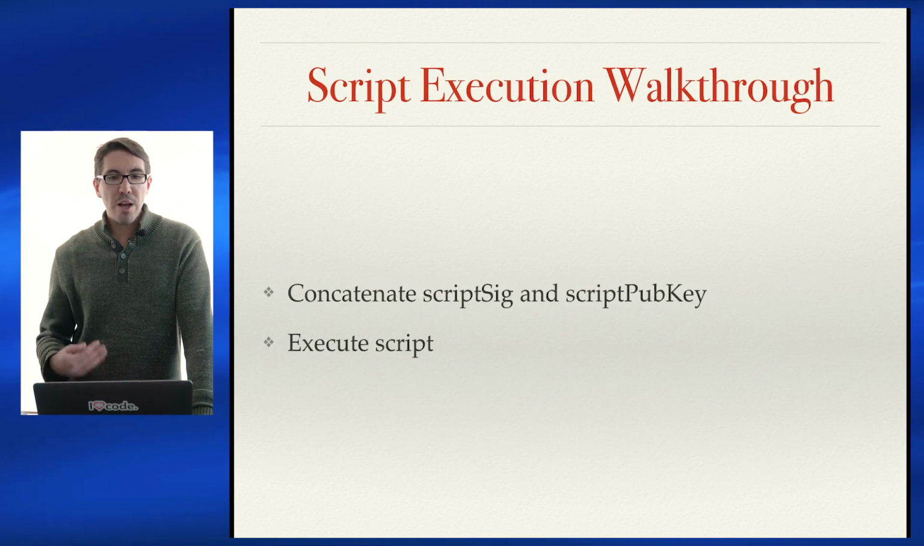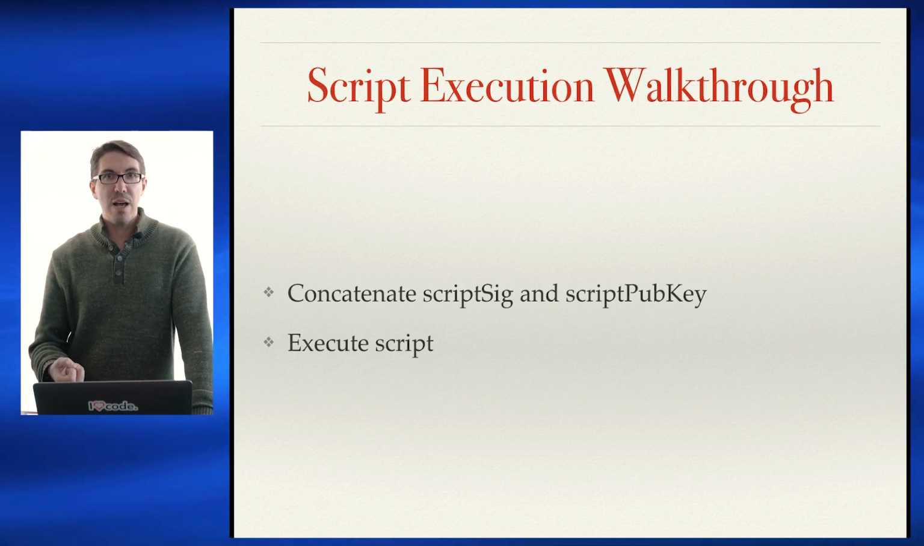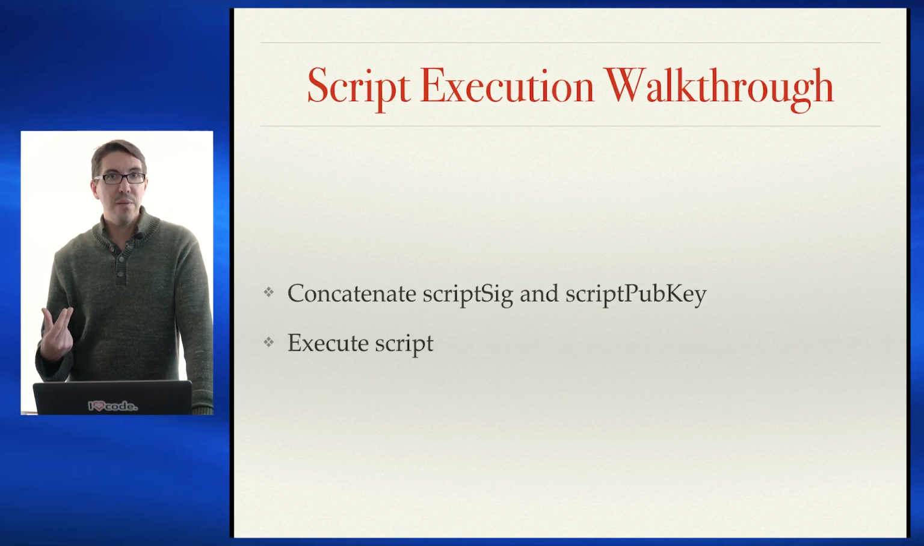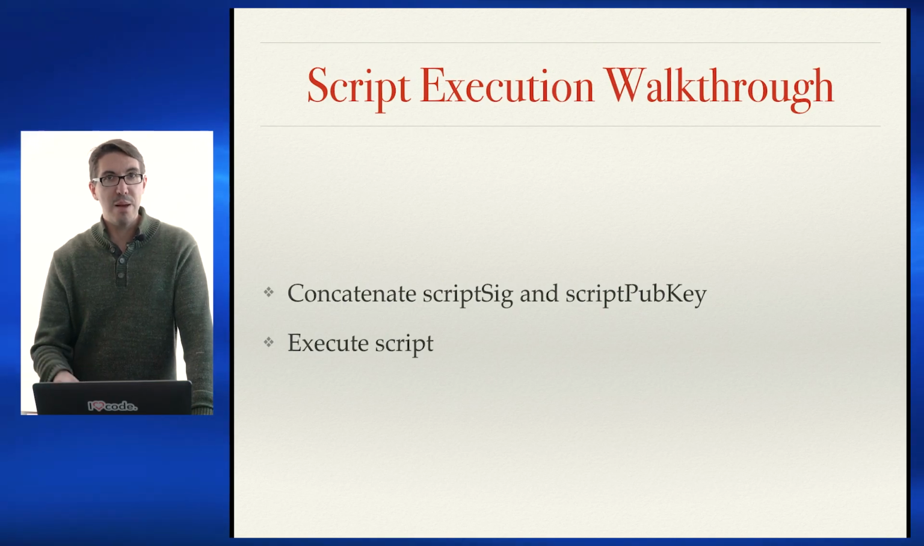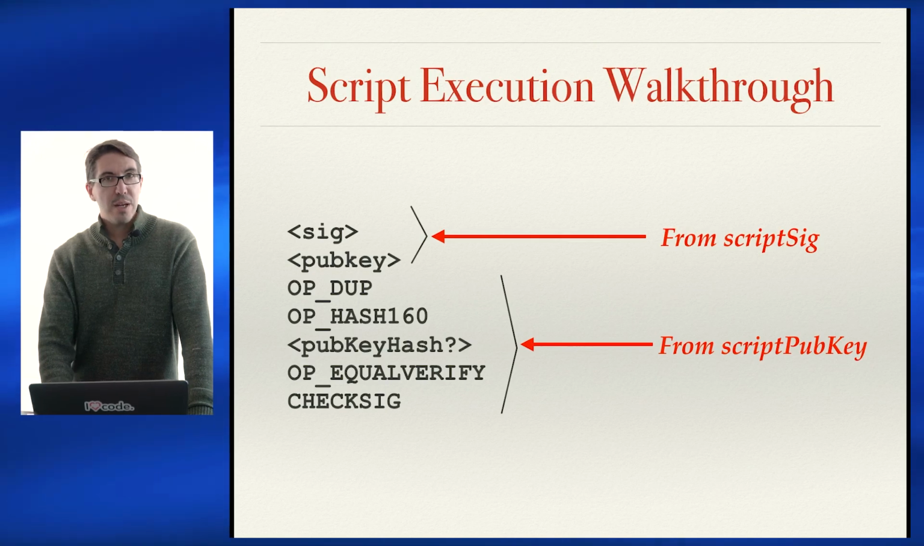So let's walk through actually executing one of these scripts. Remember, we're going to concatenate script sig, which is from the previous output of a transaction, what sent it to that user, and script pub key, which is the output that the user is going to do to send this Bitcoin on to someone else. So let's execute the script.